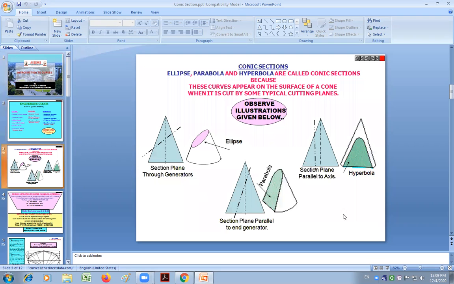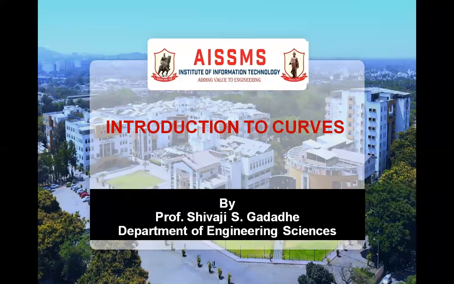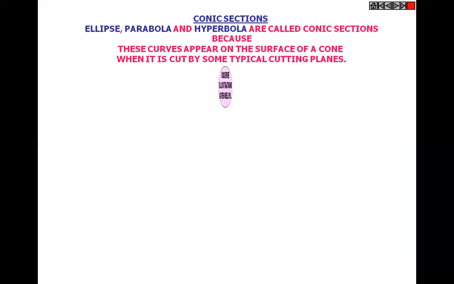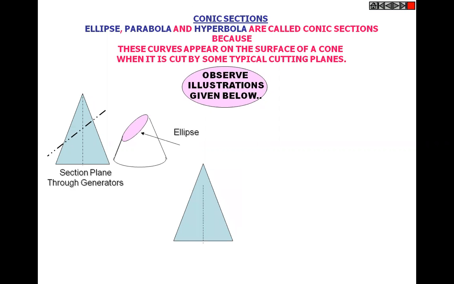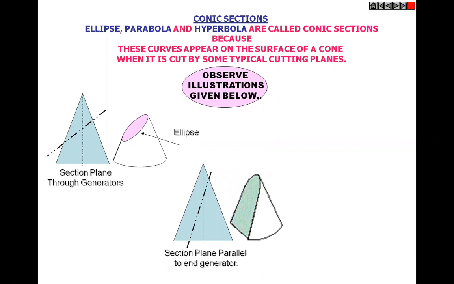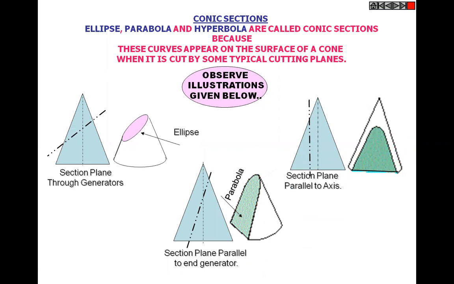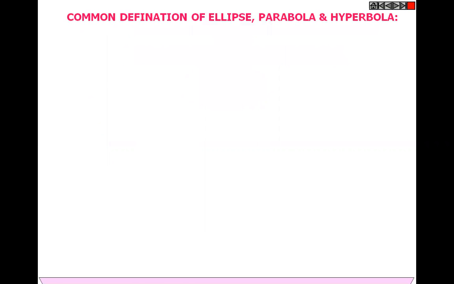Then you can see here, if we cut the cone in such a way that the cutting plane passes through the cone, at that time we get a section known as the ellipse. Similarly, if the cutting plane is parallel to the end generator, we get a parabola. If the cutting plane is parallel to the axis, we get the hyperbola.